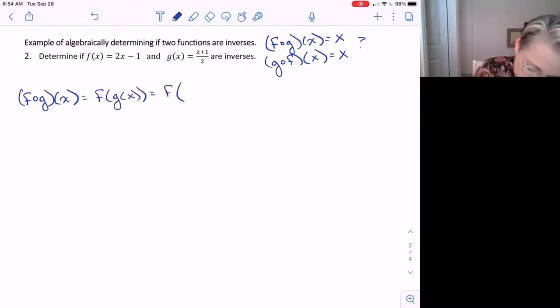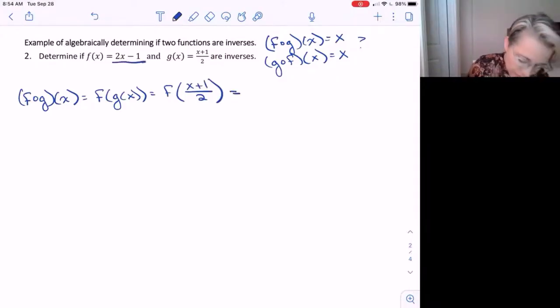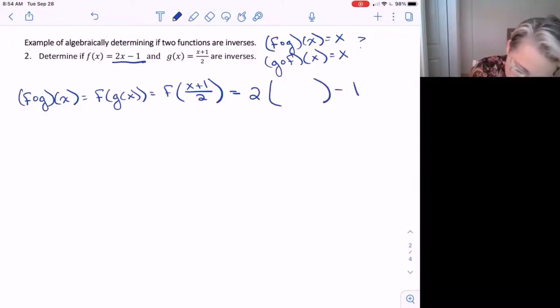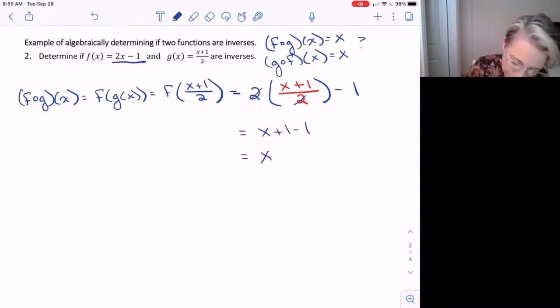We replace that with the function (x plus 1) over 2. And now we're actually going to put that into the f of x equation. So 2 times x minus 1. So instead of x, we're putting in the entire g of x function. So here the 2's divide out. We will be left with x plus 1 minus 1, which does in fact equal x. So every operation in there undoes each other, so to speak, and we're left with just the variable by itself. So the f of g checks.